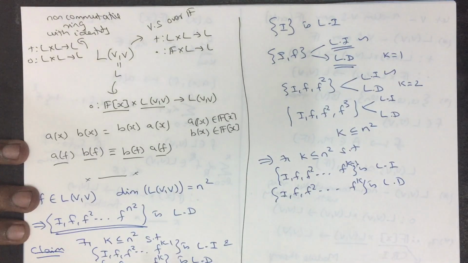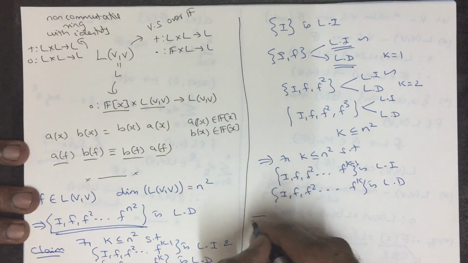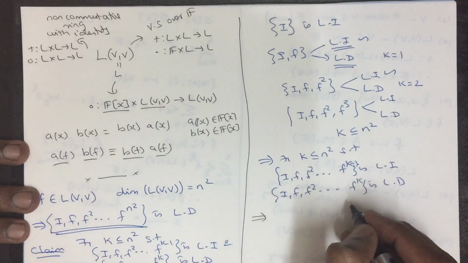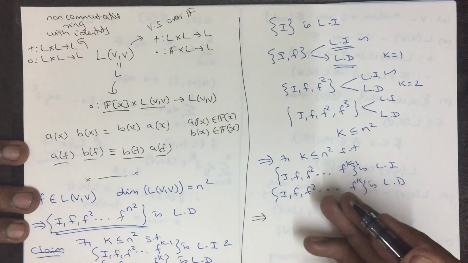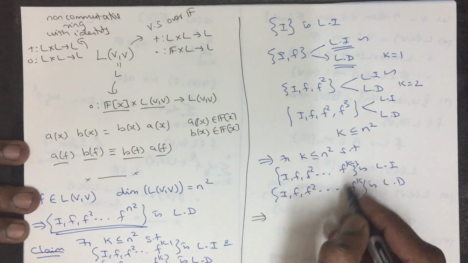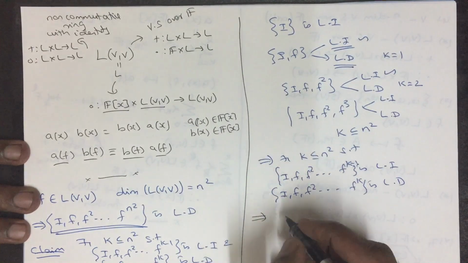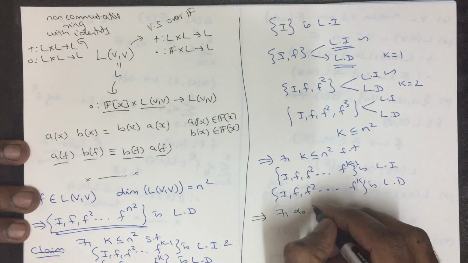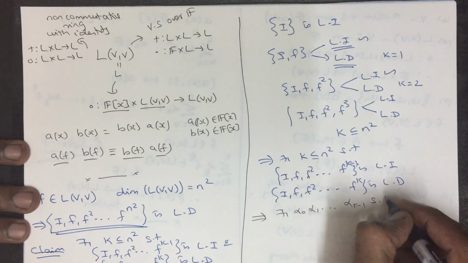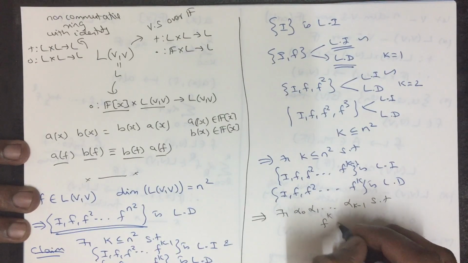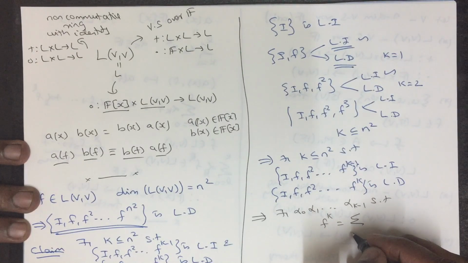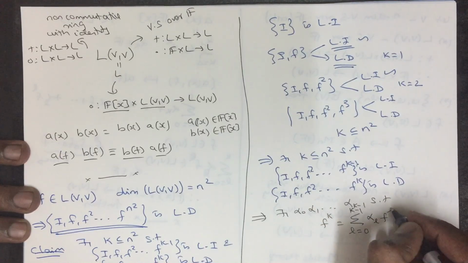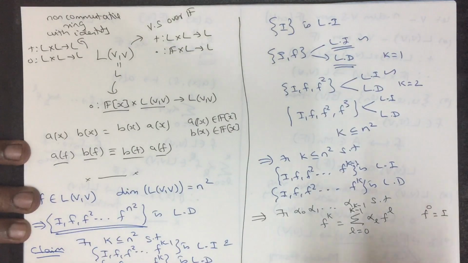Now this implies that I, f, f squared, etc. to f to the power k is a linearly dependent set, so we know that at least one of the vectors can be written as a linear combination of the others. Without loss of generality, we can assume that f to the power k is written as a linear combination of the others. So there exist alpha 0, alpha 1, etc. up to alpha k minus 1, such that f to the power k is the summation over L running from 0 to k minus 1 of alpha L f to the power L. I assume that f to the power 0 is I.